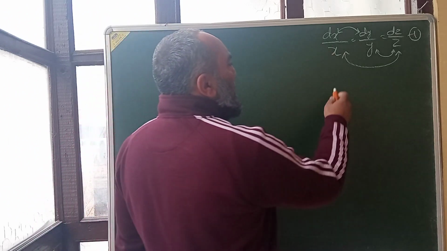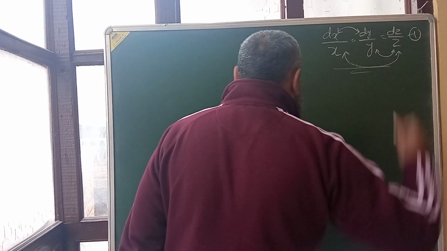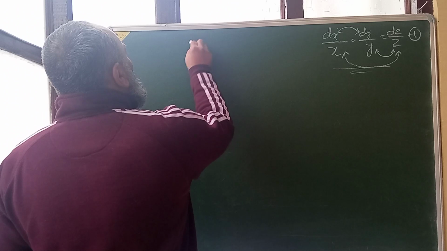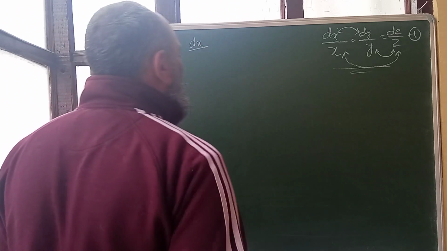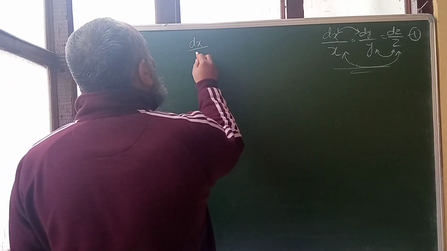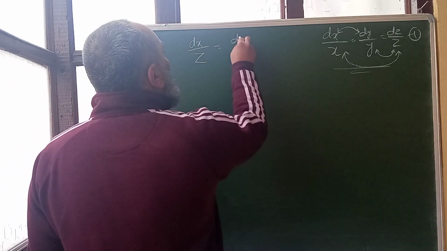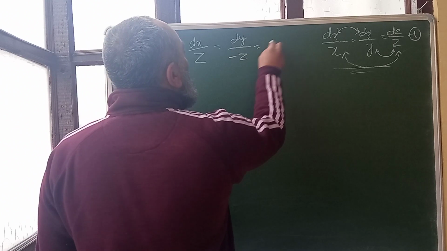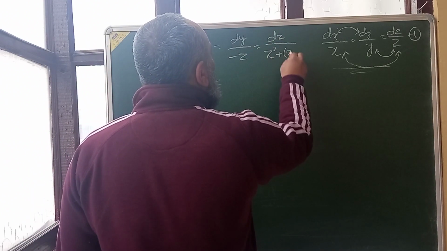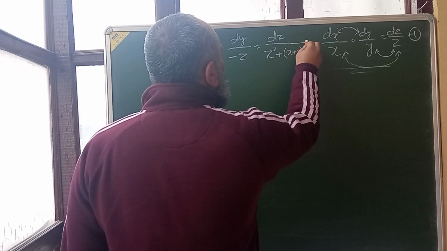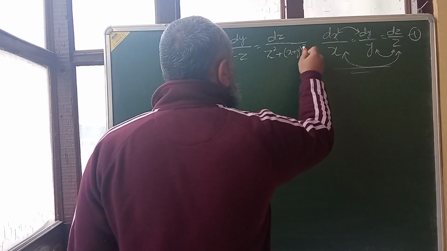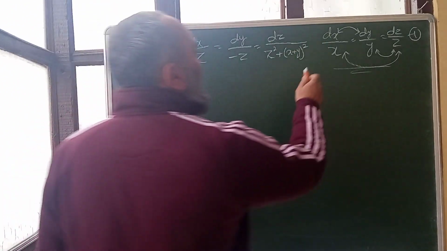You can have any question now. So, okay, let me take some other question. Question 2 is, say I have dx upon z, dy upon minus z, dz upon z square into x plus y, whole square. See, this is 1.